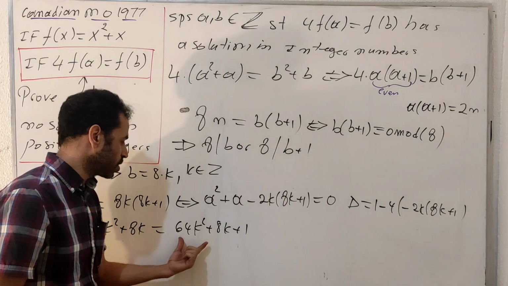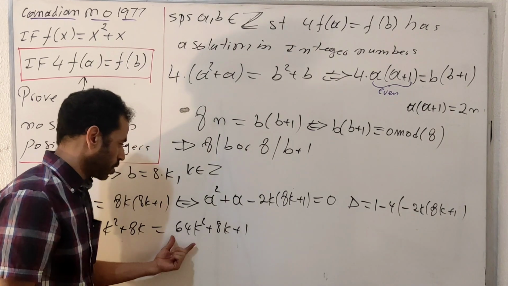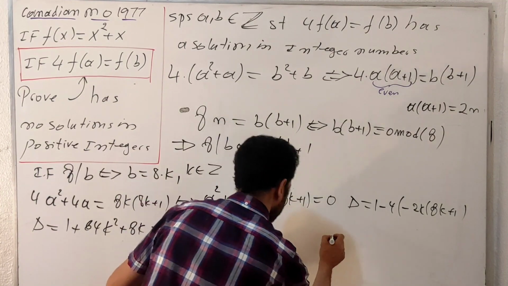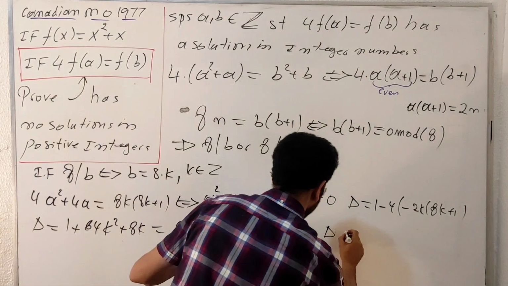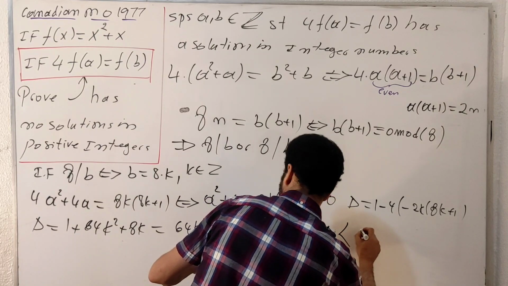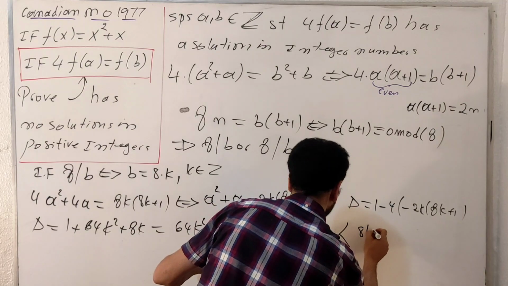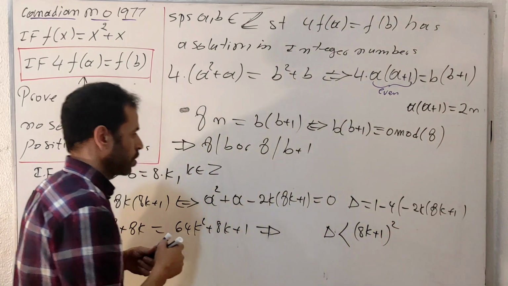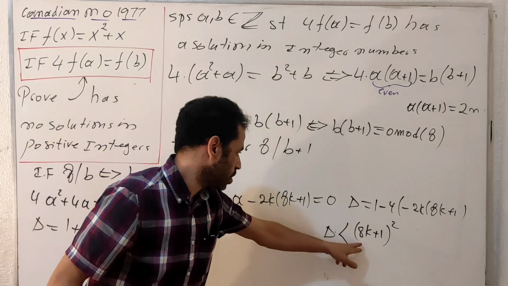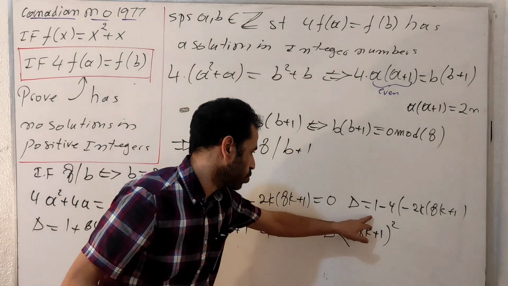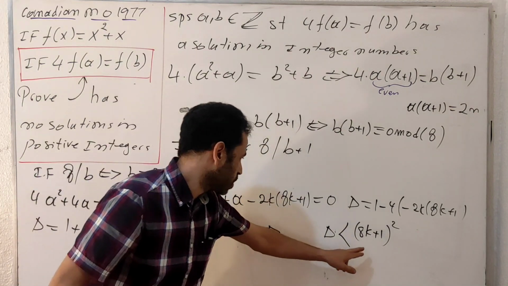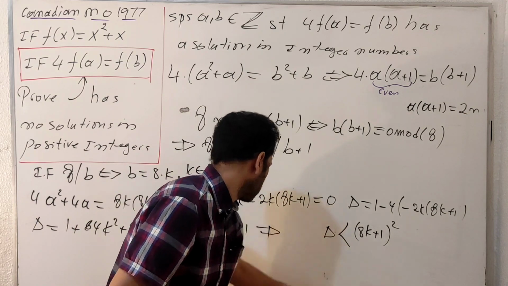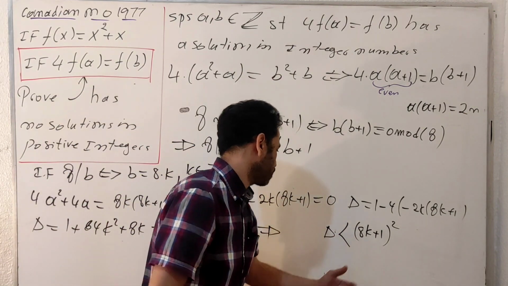We are going to prove it's impossible to have a perfect square here. This one implies we have this delta, which is strictly inferior to (8k + 1) squared. If I distribute this, it gives us 64k squared as the first term, the second term is 16k, and the third term is plus 1, which means delta is strictly inferior to this one.